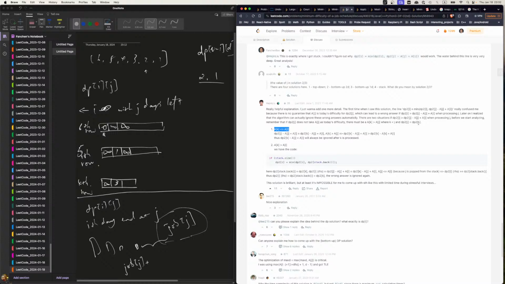If dp[j] does not take aj as today's difficulty, there must be an ak larger than aj. So if ak is smaller or equal to ai, so we have some ak that is big and the aj is small, and then ai is even bigger. If that's the case, then dp[i] minus aj plus ai shall equal dp[k], because dp[j] and dp[k] are the same.